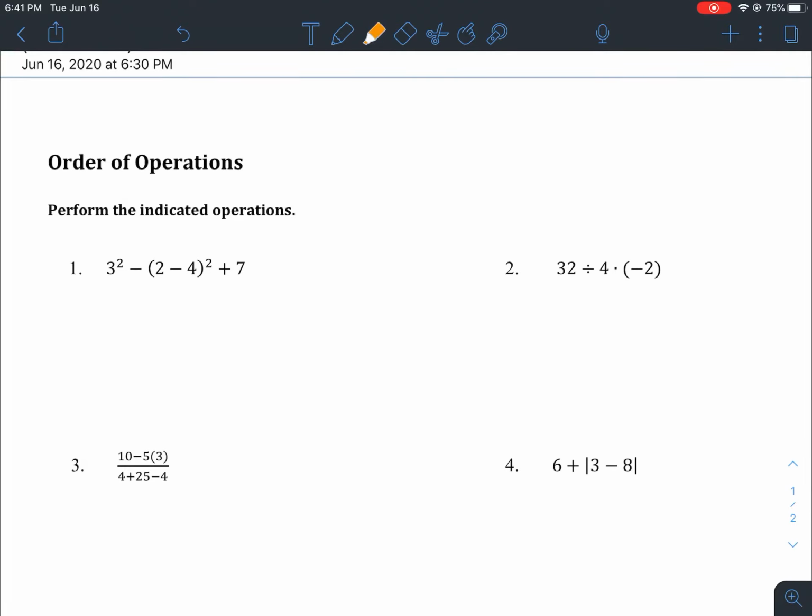Okay, so today we're going to review the topic of order of operations, and we're going to use these order of operations to simplify expressions without a calculator. So the first thing we're going to review, something you've probably heard before, is the acronym PEMDAS, which stands for parentheses, exponents, multiplication and division, and then addition and subtraction. So we're going to use that order to help us simplify each of these 6 problems.